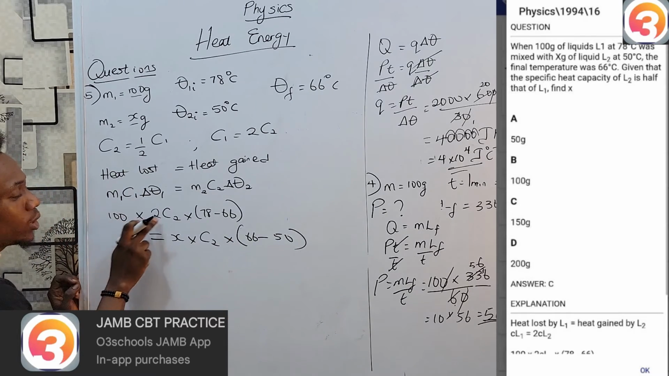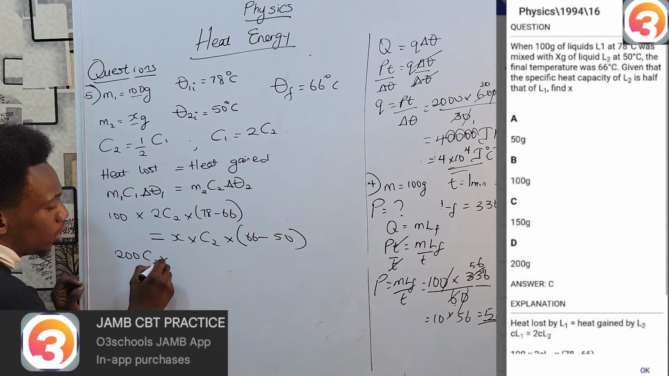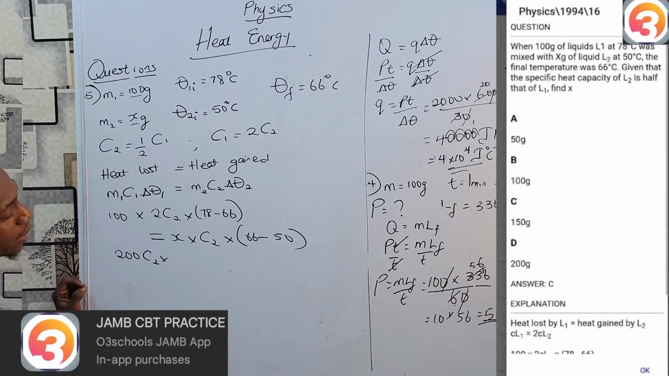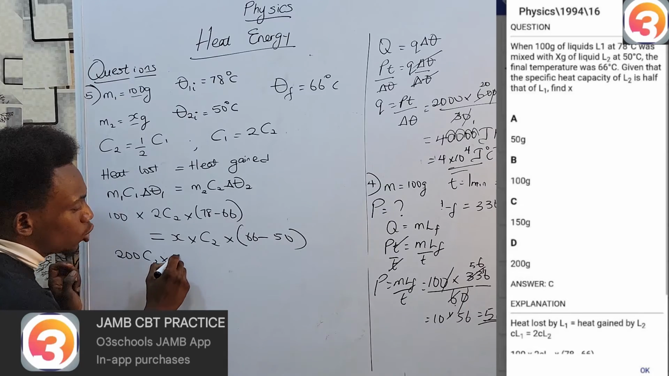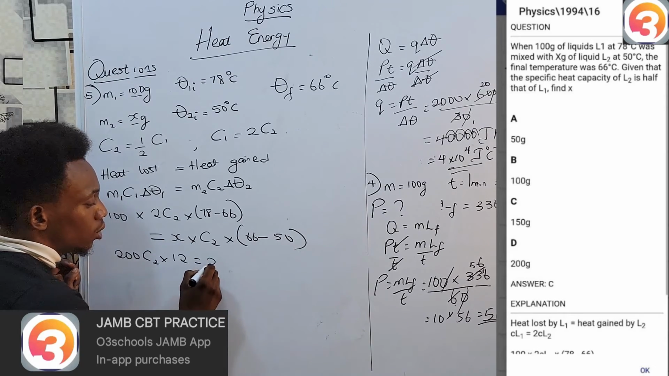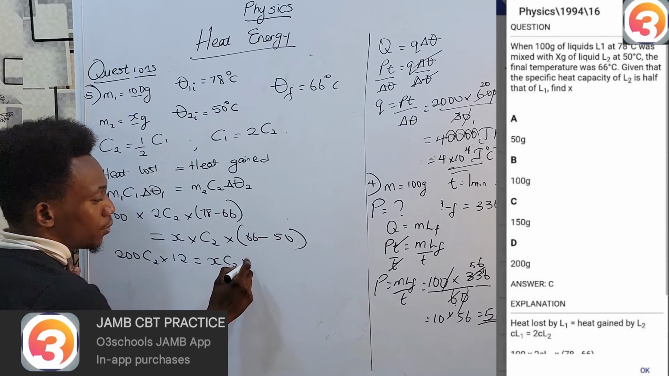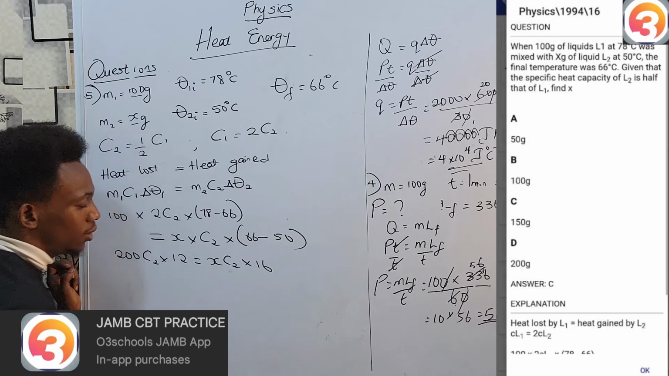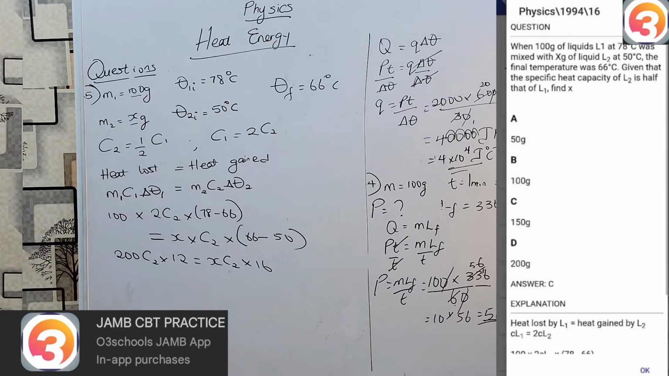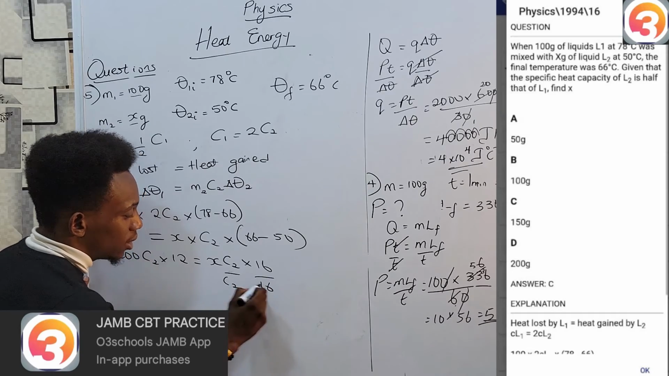So 100 can multiply this 2 here. That is 200 C2 times 78 minus 66, that is 12, equals X times C2, let's call that XC2, times 66 minus 50, which is 16. Now, obviously, I want to get X. What can I do? Divide by C2 times 16.